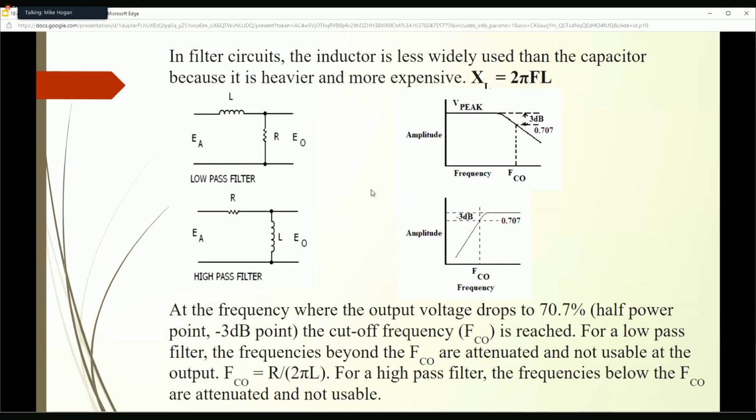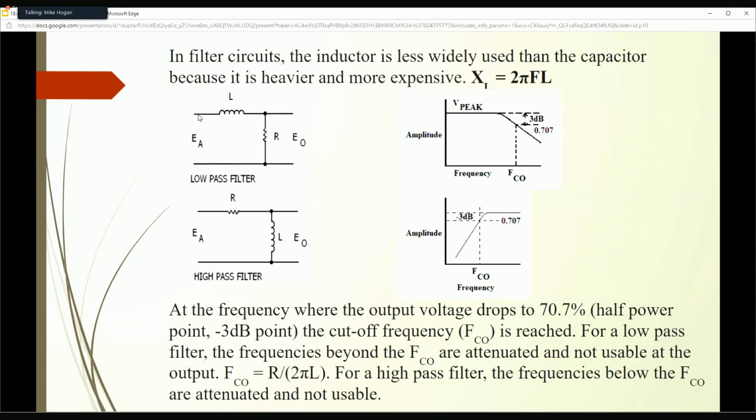All right, so let's just take a look at these circuits and see if we can make a little bit of sense out of what might happen here. Both of these are filter circuits, and what we have is our EA, or a voltage applied. We've got an inductor. This is the schematic symbol of an inductor. It's just representing those coils of wire, those turns of wire, if you will.